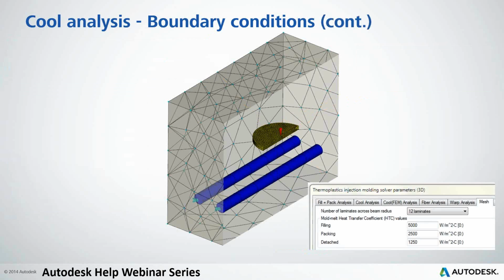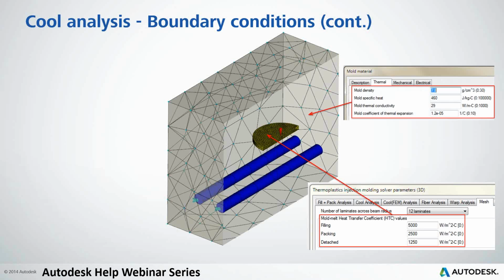More, so we already defined the boundary conditions on the cavity, but the energy flows out from the cavity, and to know how much energy is reaching out, we have this heat transfer coefficient for the three different stages. We have filling, packing, and detach. So filling is for the filling stage, packing is for both packing and cooling time, and detach is the time that the mold is opening.